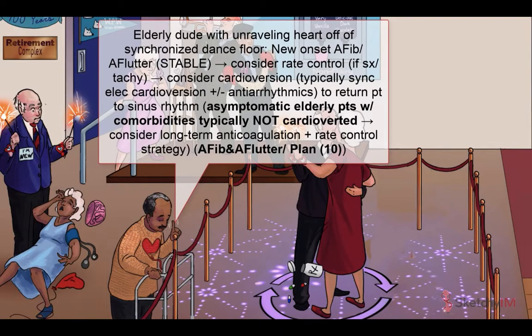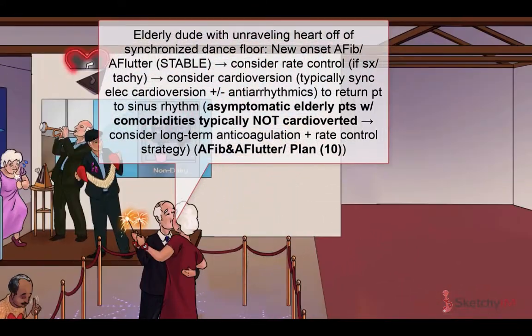You know he's elderly because of the grays. You can tell he's asymptomatic because of that spring in his step. And thirdly, you know he has underlying comorbidities because of that unraveling heart on his sweater. Perhaps he has underlying heart failure. Cardioversion requires anesthesia, and the risks associated with anesthesia and/or antiarrhythmic pharmacotherapy are not worth the potential benefit in these patients. Instead, these patients are continued on rate controlling medications.